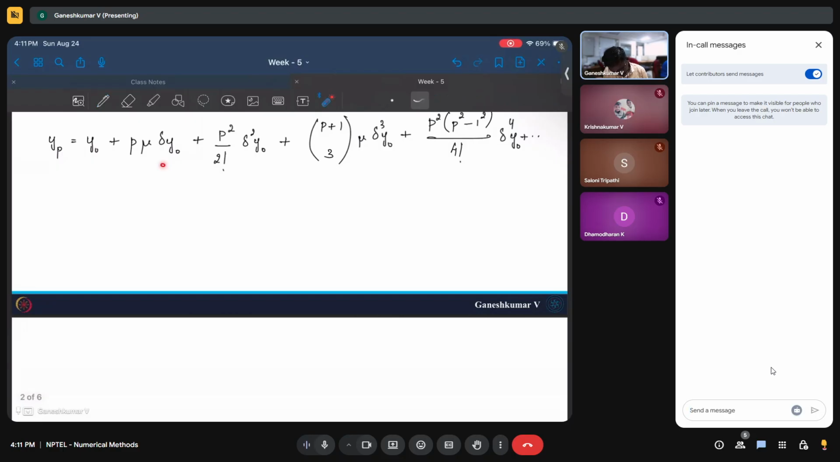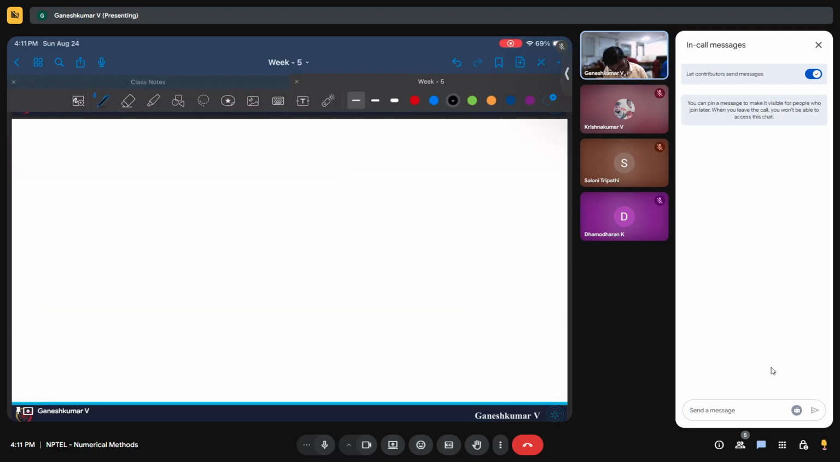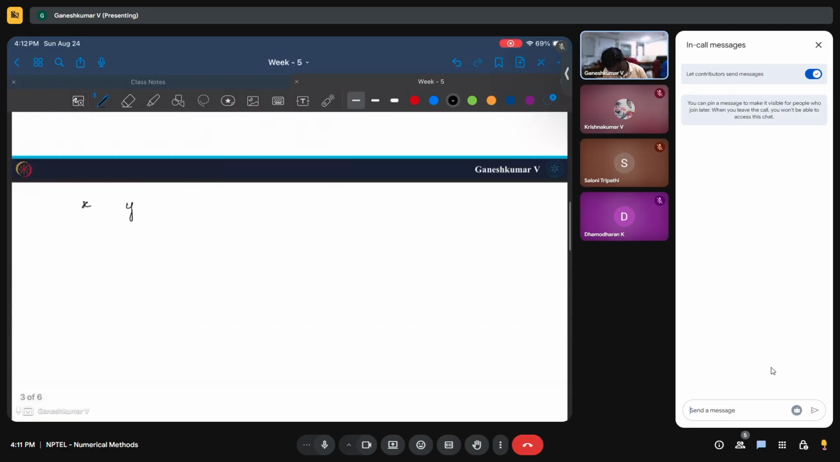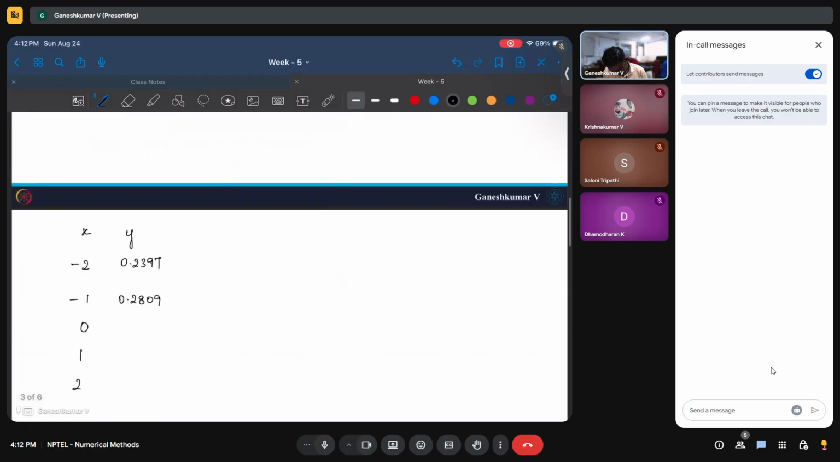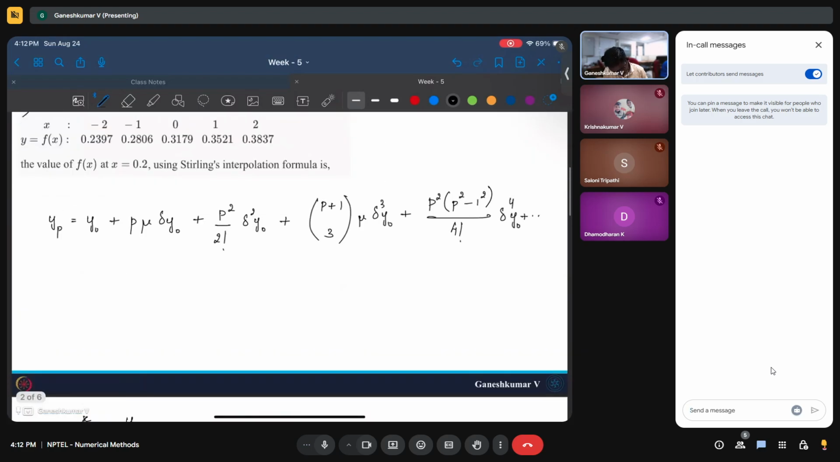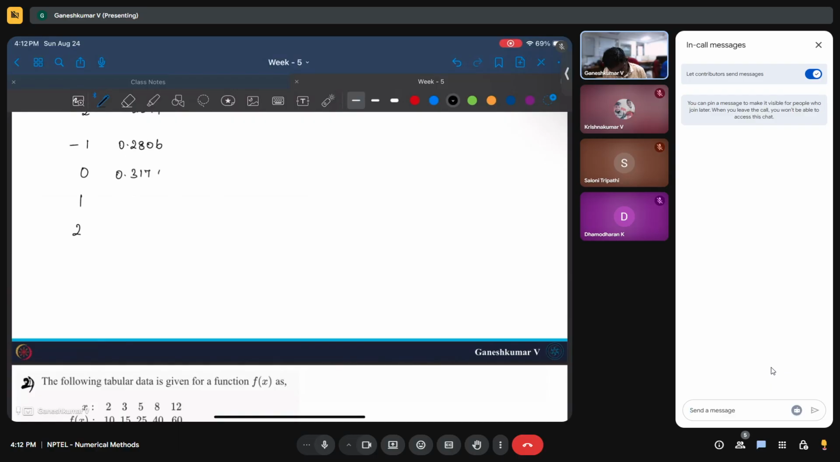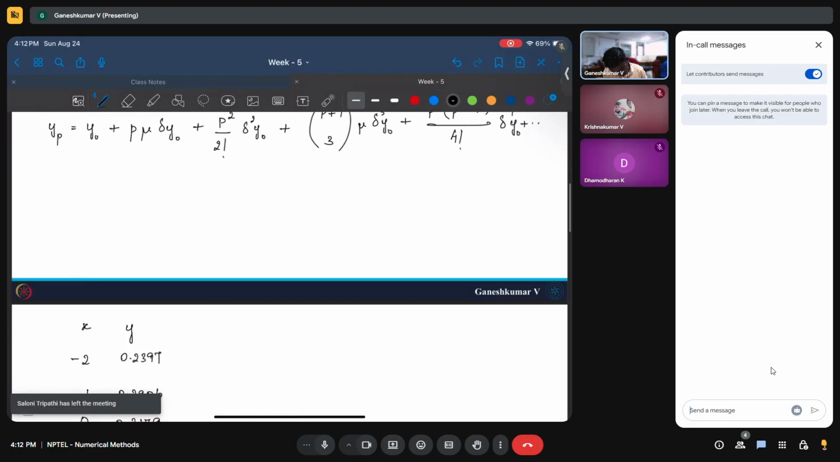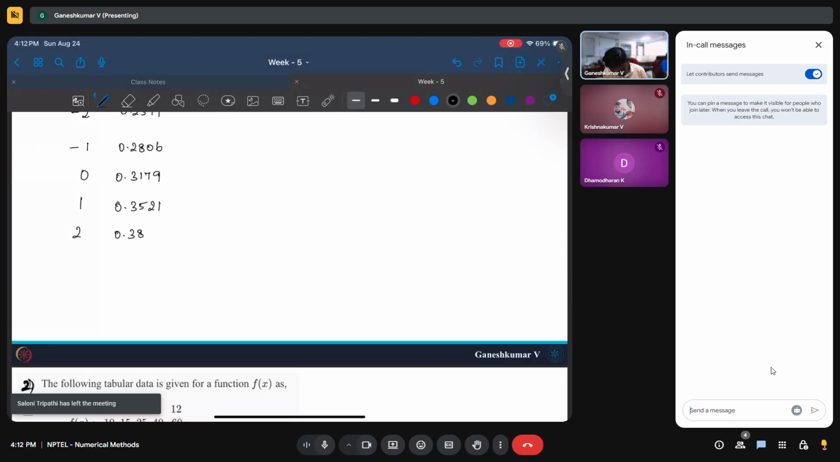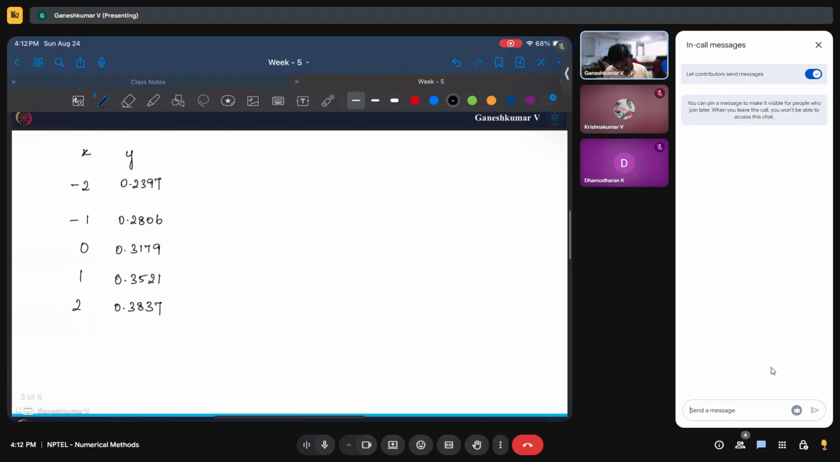For this, what we need to do is find the differences. So let's construct the forward difference table. x and y: x is minus 2, minus 1, 0, 1, 2, and y is 0.2397, 0.2806, 0.3179, 0.3521, 0.3837. Okay, so these are x and y.